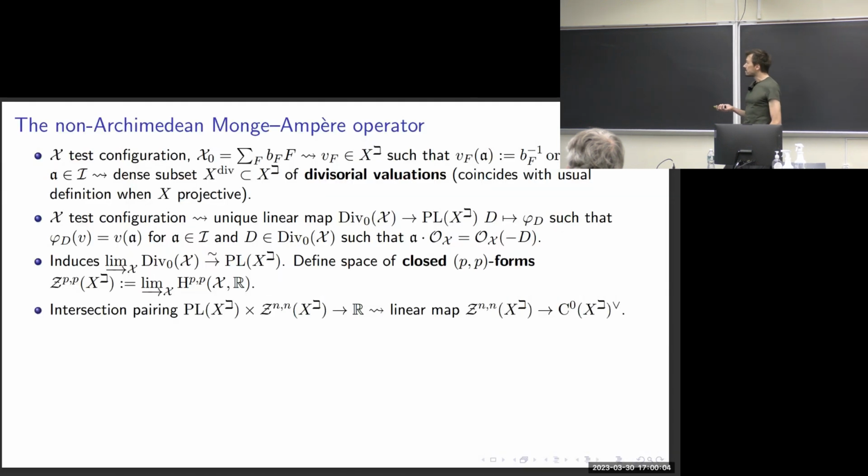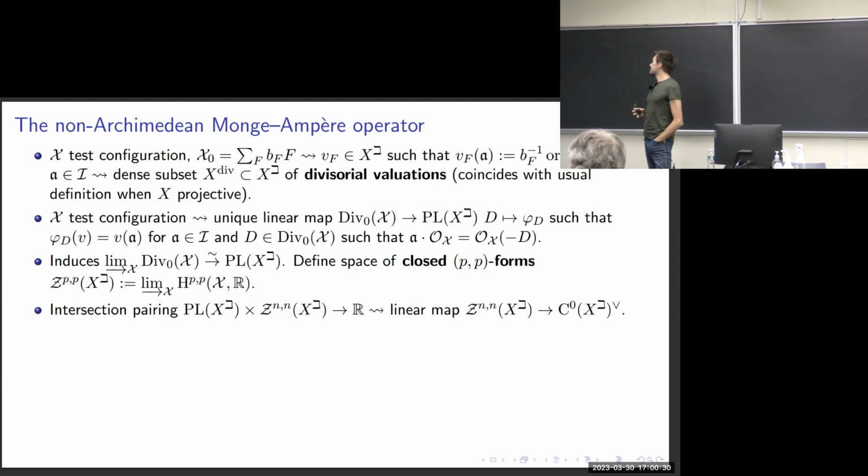Now we can use the intersection pairing. If you take an element in Z and N, it's represented by some NN class on some test configuration. So that's a class of bidimension 1-1, and you can pair it with a divisor on X. So you get a pairing between PL functions and NN forms like that.